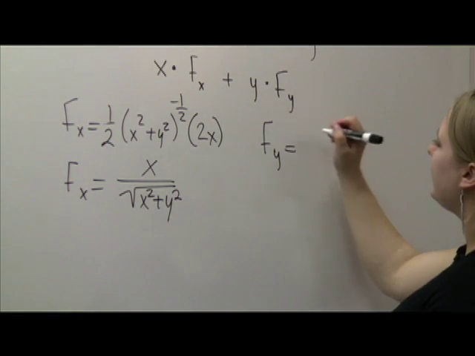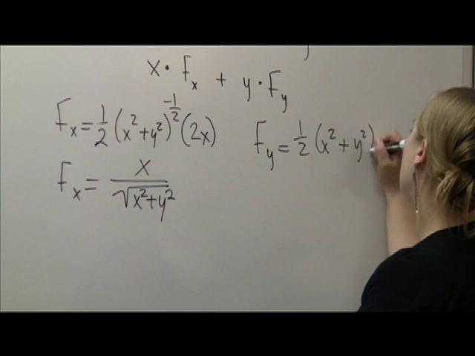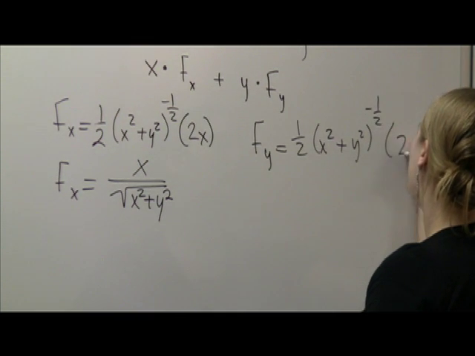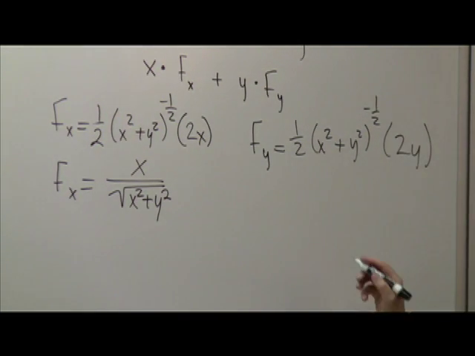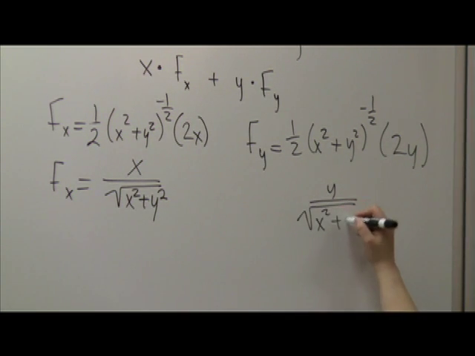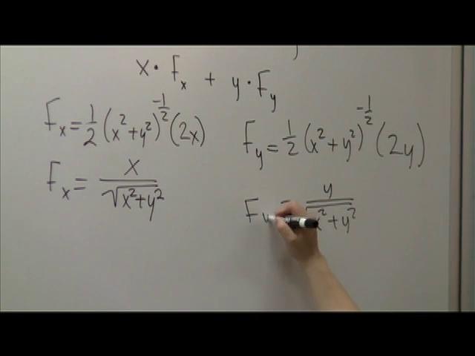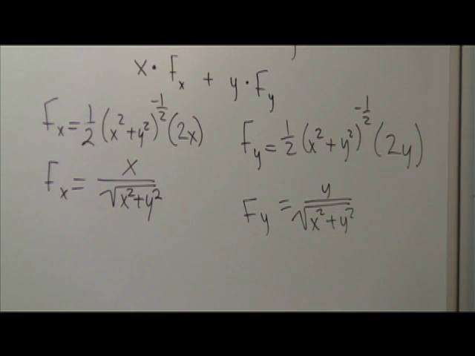The 1/2 comes down again. We leave the inside alone. We subtract 1 from the power. We multiply by the derivative of the inside. And then we simplify. It's exactly the same except for there's a y on top instead of an x. Okay, you guys ready for the trickiness? The trickiness is coming.